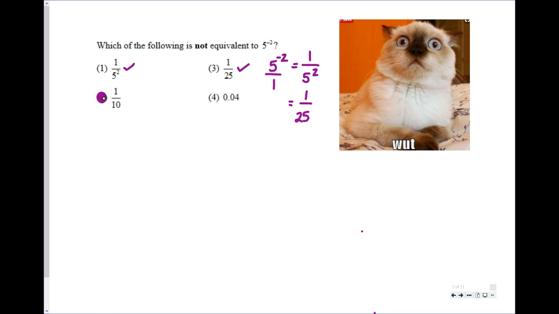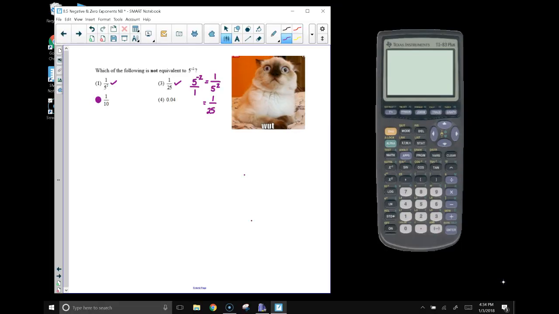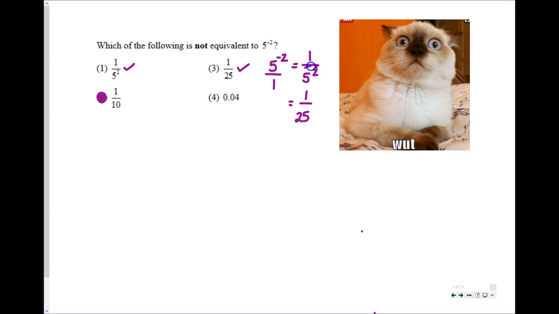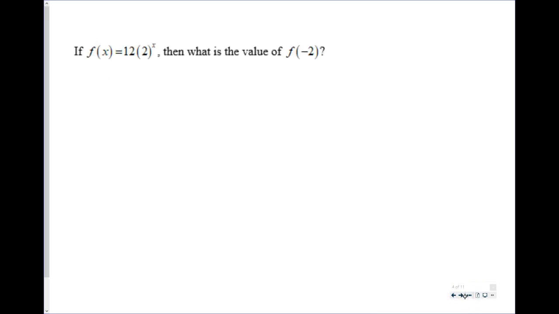That one's not equivalent. And if you're confused about the decimal, if I go to my calculator and put in 1 divided by 25, I bet it's going to give me 0.04, which is what this says here. So 1/10 is the one that's not equivalent. And sometimes students get confused because they see this 5 to the second and they sometimes think to multiply 5 times 2, but really you're multiplying 5 times 5. Okay, so that's one way to think about negative exponents.